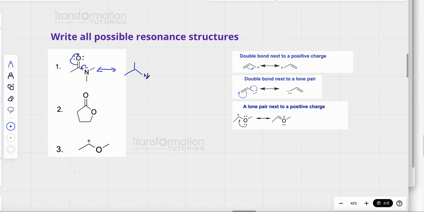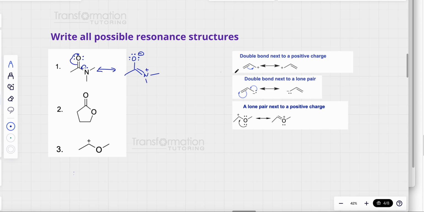So here I have a nitrogen, and I used its electrons to make a double bond here. It will have a positive charge because it's now sharing its electrons. And now I have an oxygen, and instead of 2 lone pairs of electrons, I will have another lone pair, and that came from this double bond, giving these 2 electrons to the oxygen, and it will have a negative charge. So that's my first resonance structure.